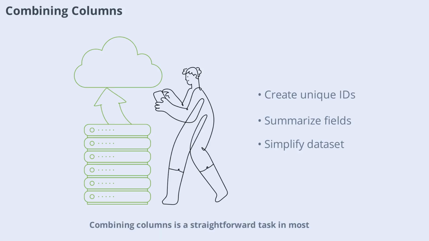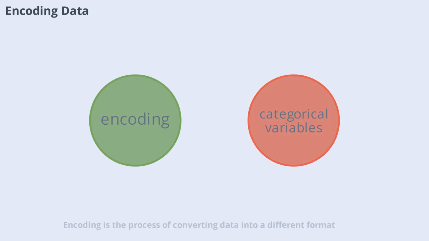Combining columns is a straightforward task in most data tools and helps simplify your dataset for analysis. Encoding is the process of converting data into a different format, often for analysis or modeling. For example, you might encode categorical variables as numbers or use one-hot encoding for machine learning. Proper encoding ensures your data is compatible with analytical tools and algorithms.